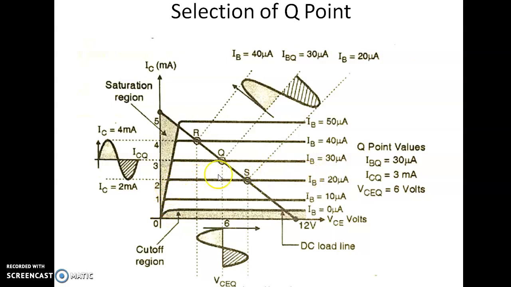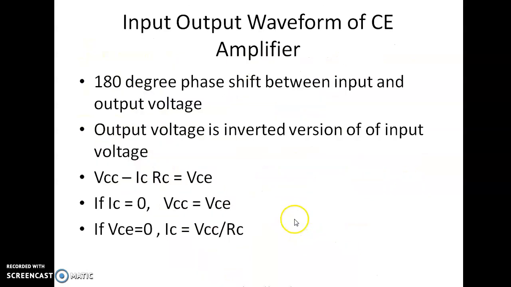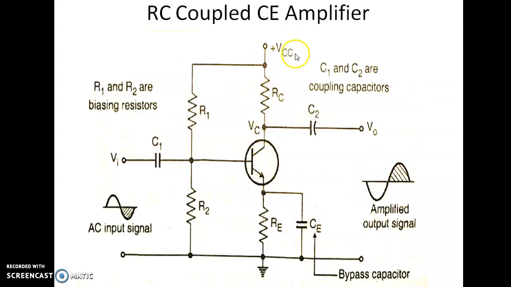So it is observed that the collector current depends on input base current. So collector current is beta times IB. This is how we draw the load line. First of all, we are assuming when collector current IC is equal to 0, in that case VCE is equal to VCC. So what is VCC? 12 volt. You can see in this figure, VCC is equal to 12 volt.